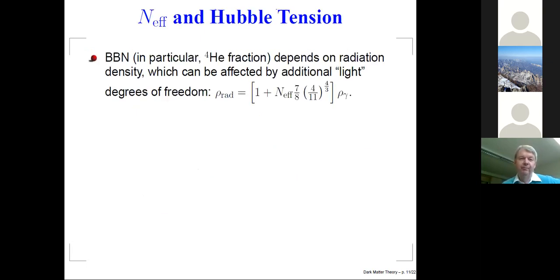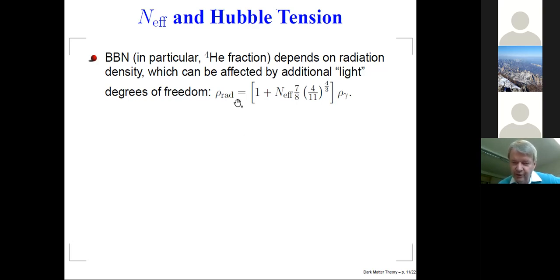So the next thing where our extension of the standard model might help is the Hubble tension. But first, let's talk about this effective number of light degrees of freedom, which is constrained by both the CMB and also by BBN. BBN, in particular, the helium-4 fraction, which depends on the radiation density, so basically on the Hubble parameter, which in turn depends on the total number of degrees of freedom around that have been in thermal equilibrium.